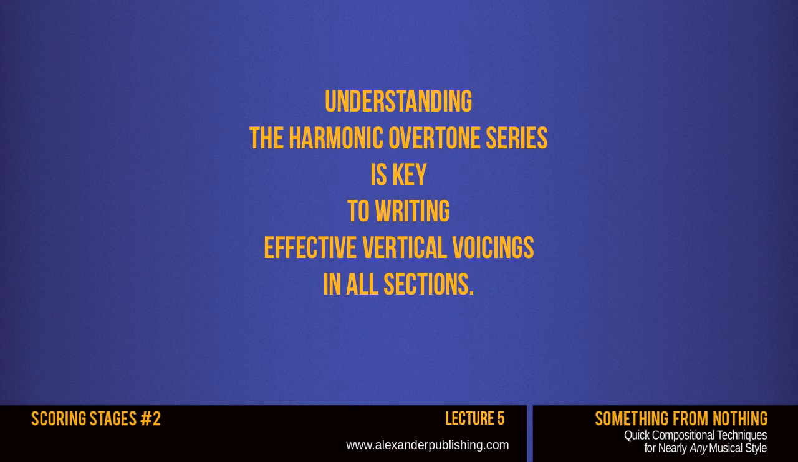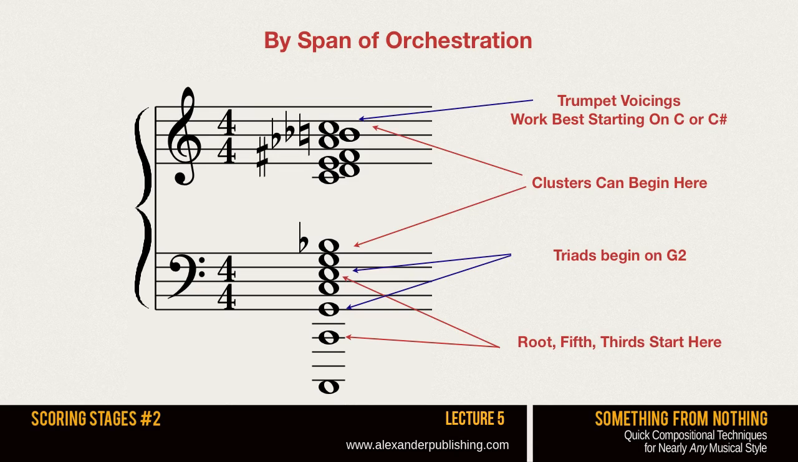Understanding the harmonic overtone series is key to writing effective vertical voicings in each section. This slide is totally my opinion, based on my own writing, but also studying lots of scores, especially the scores featuring brass written in the late 19th and early 20th century when valves became the standard. Again, my opinion, but when you begin a vertical voicing in a section below the first octave or the first fifth in the overtone series above the instrument's lowest pitch, the section can sound muddy.